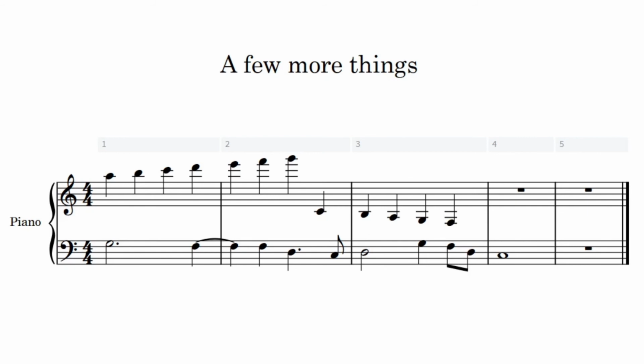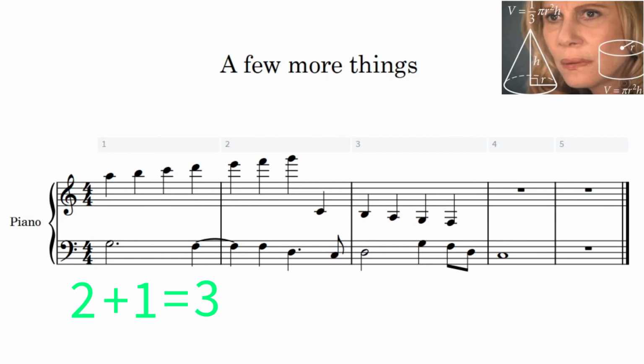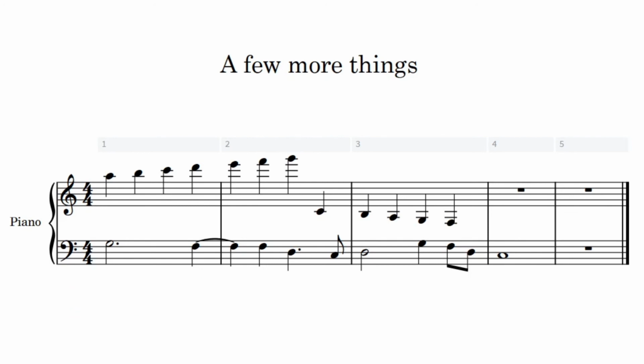Another thing we need to look at are dotted notes. A dot next to a note adds half the value of the note. So in this case, we have a half note, so that's 2 beats long. But because it's dotted, we need to add half of 2, which is 1. So in total, it becomes 3. So I know it's a little bit of math, but you can look at it that way, or just memorize a dotted half note is 3 beats.